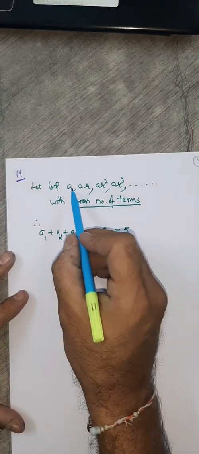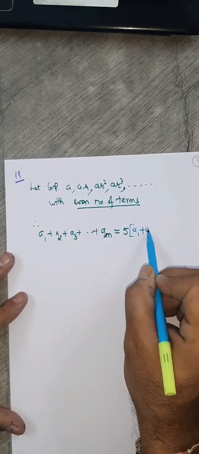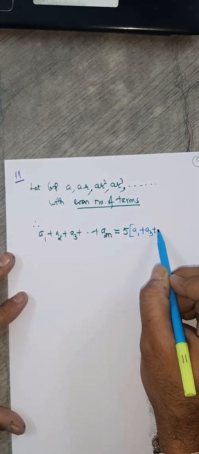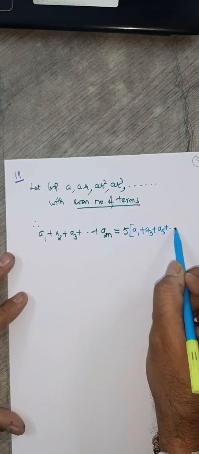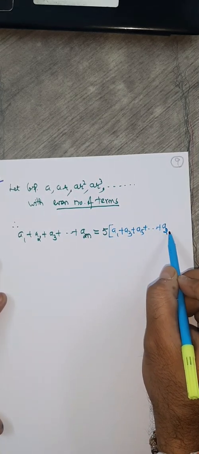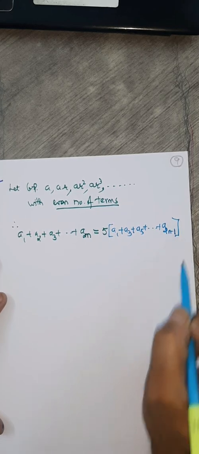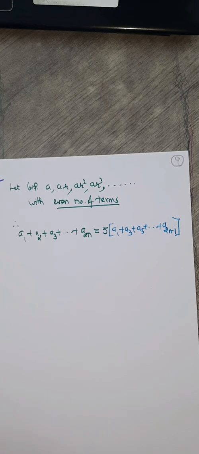Odd places means 1, 3 and so on. So we have a1 plus a3, a5 and so on. Odd place means which place here? a2n minus 1, odd place. Fine? Is this correct? Terms occupying odd places, so 1, 3, 5 and so on. This is the given information.